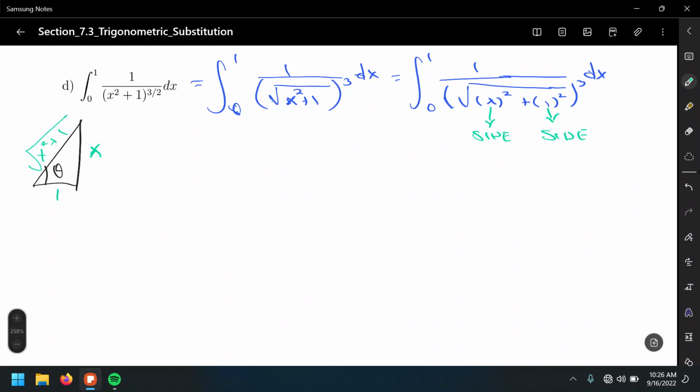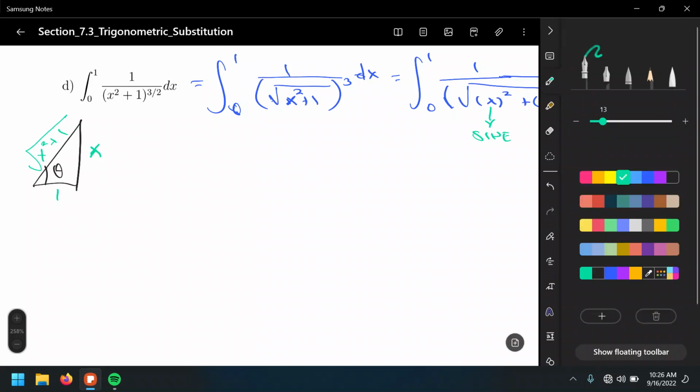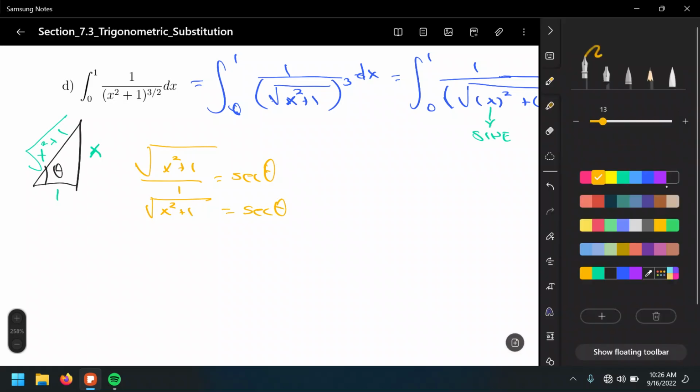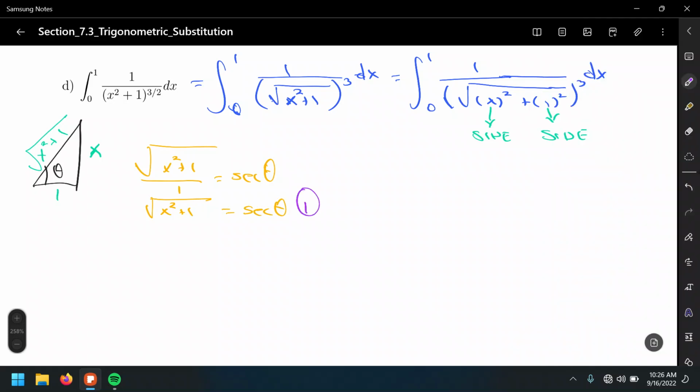So from here we're going to do the same again. We need an expression to replace that ugly looking radical. We have a couple of options: divide the radical over x or the radical over 1. Which of the two is the simplest? The radical over 1, right? Square root of x squared plus 1 over 1 equals secant. Let me clean this up: square root of x squared plus 1 equals secant. So that's our number 1 ingredient in the substitution.